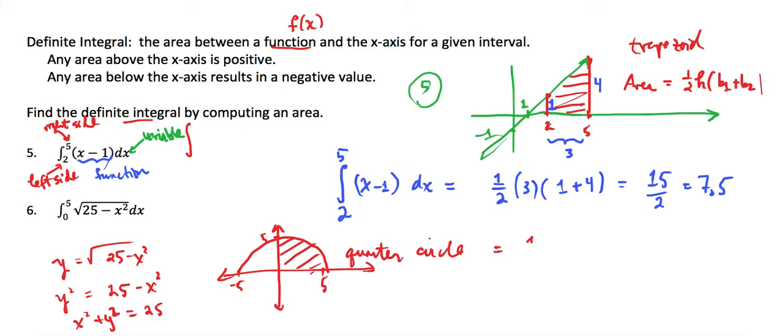Which is equal to 1/4 pi r squared. And in this case, well, pi is always a constant, and the radius happens to be 5. So this ends up leaving us with 25 pi over 4.